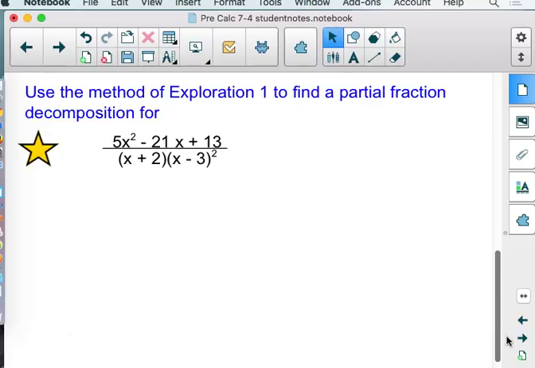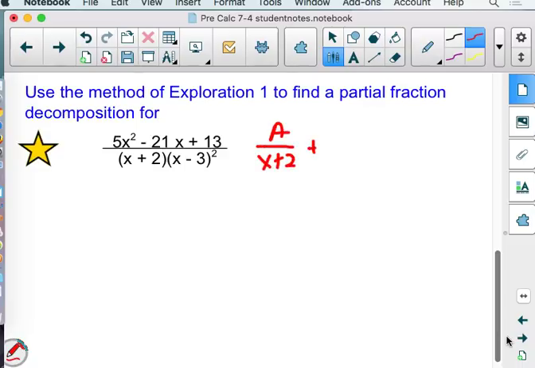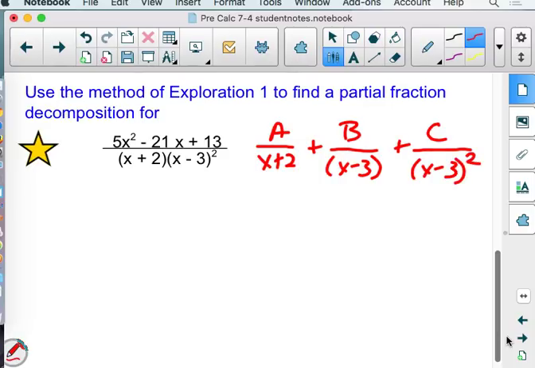So let's see if I can get one more of these in with you. The good news with this one is we already have a factored denominator. So this one is use this method to find a partial fraction decomposition. So we'll have A over the quantity x plus 2 plus B over the quantity x minus 3 plus C over the quantity x minus 3 squared.